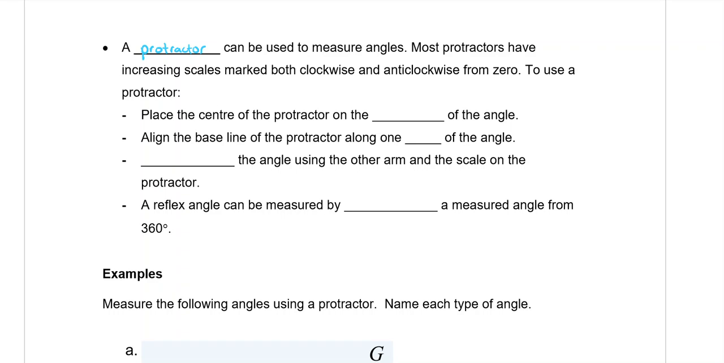Place the center of the protractor on the vertex, which is the point of the angle. Align the base of the protractor along one of the arms of the angle and measure the angle using the other arm and the scale on the protractor. A reflex angle can be measured by subtracting a measured angle from 360 degrees, because 360 degrees is our whole revolution. So if we can't measure the reflex angle, we measure the smaller one and we subtract it off 360 degrees.